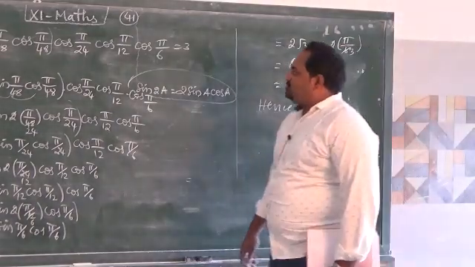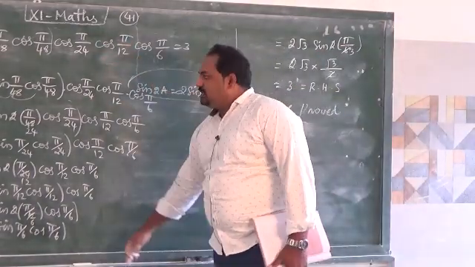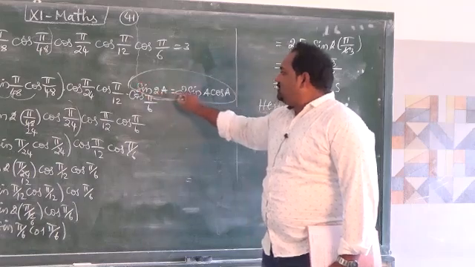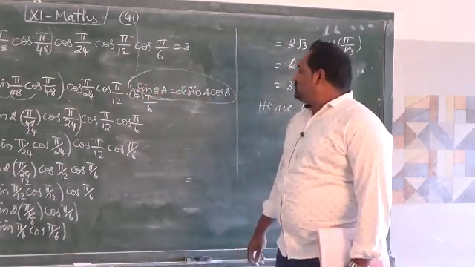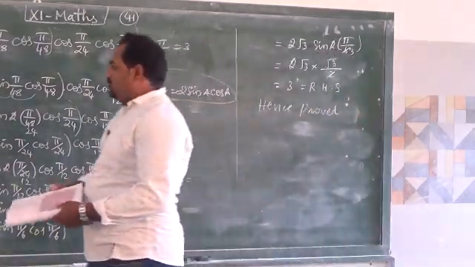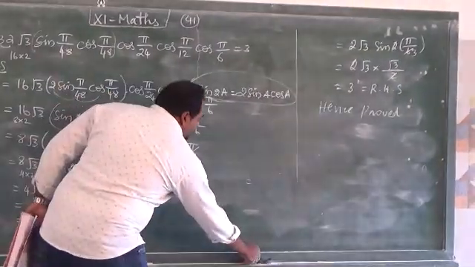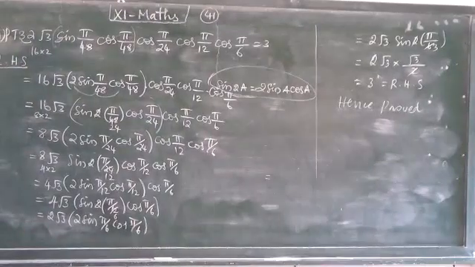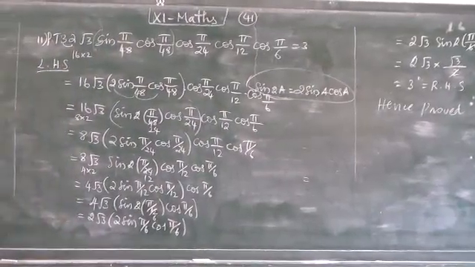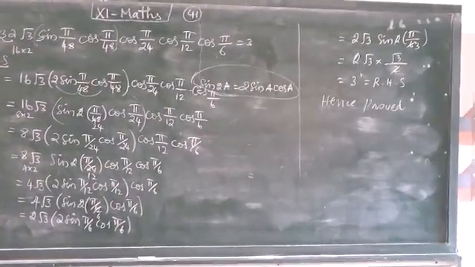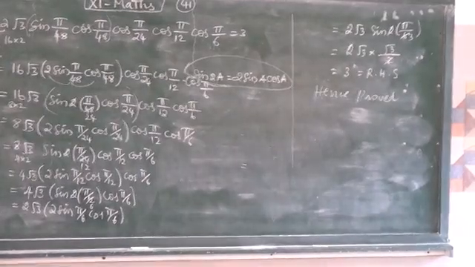So if you want to solve this problem, we must know the identity sin 2A equals 2 sin A cos A, because it is a very important identity from the beginning. I am telling you to memorize all the identities, otherwise we can't solve the problems. So by this problem we can complete exercise 3.5.